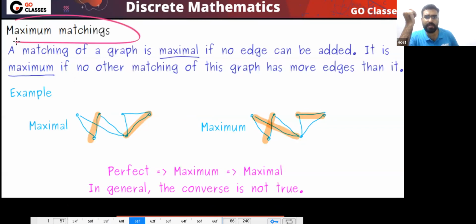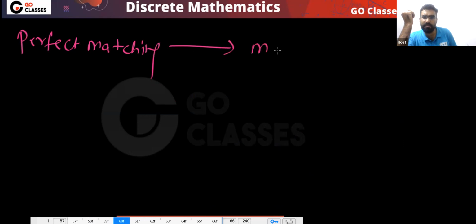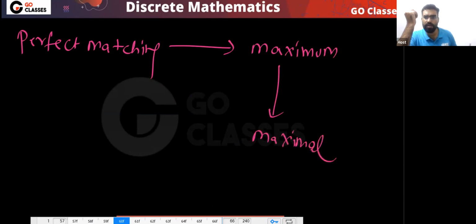We have already seen maximum matching. So we know that every perfect matching is maximum. Can I say every perfect matching is maximum? Yes, of course. And every maximum is maximal. But the reverse is not true. Every maximum is maximal, but the reverse is not true.